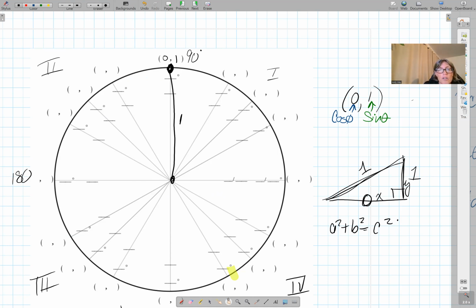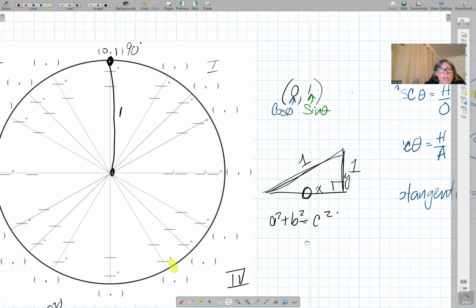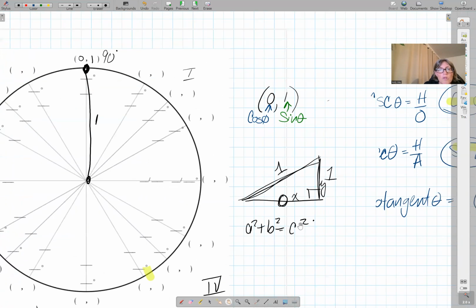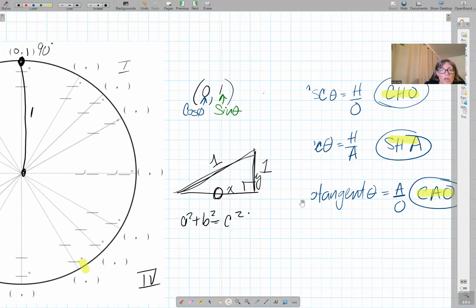So you're going to get a little chart here. So it's going to look a little wonky, but once you establish what your triangle looks like, this will get a little bit easier.